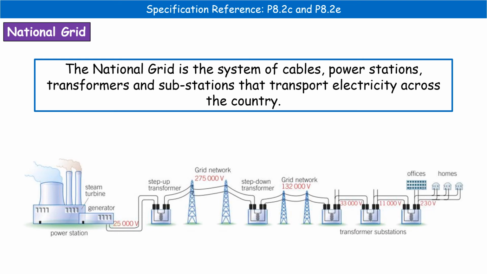So once we've generated our electricity in a power station, what we need to do is transport it around the country. And the way we do that is through this thing called the national grid, which is literally a system of cables, power stations, transformers and substations that allow us to move everything from the power station to our homes at the other end. Key parts here are going to be our transformers. We have step up that increase the voltage and step down that decrease the voltage. And that's going to be really important in efficient transmission of electricity across the country.